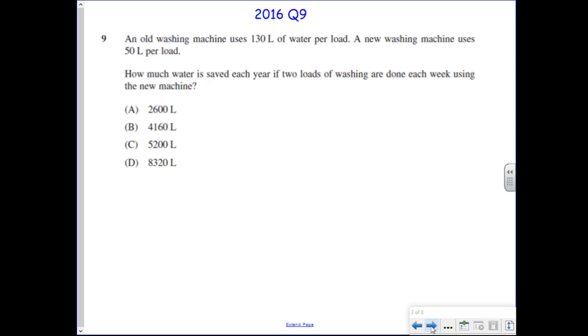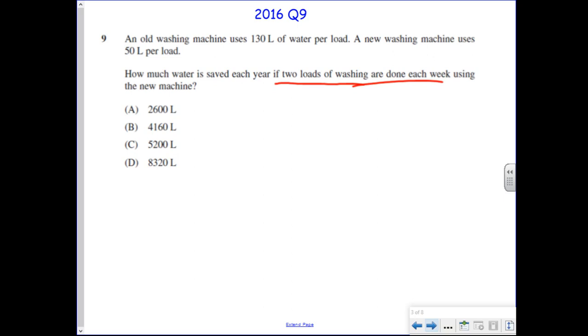Going into this one, question 9. An old washing machine uses 130 litres of water per load, and a newer washing machine only uses 50 litres. So basically what we want to do is find how much water is saved each year. We're using 2 loads of washing each week. Okay, so that's an important part of it, otherwise it'll just be 80 litres. We need to know how many loads are being done.